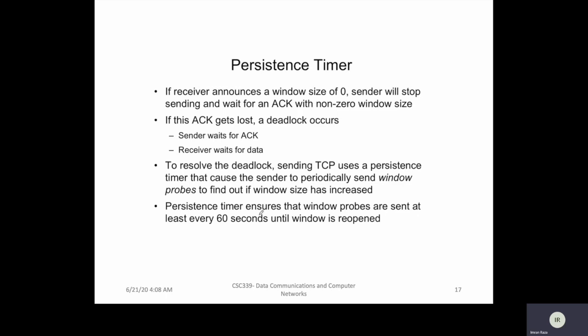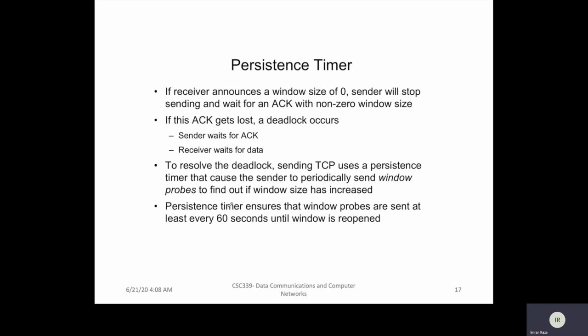Remember, in order to deal with the silly window syndrome, we use this mechanism where we want a receiver to advertise a 0 window size. This means the sender will stop sending and wait for the acknowledgement, but this can obviously result in some sort of deadlock, where the sender waits for acknowledgement and the receiver is waiting for the data. So in order to resolve this deadlock, remember, we used a persistence timer, where after 60 seconds, the sender will send a probe message to the receiver to advertise its receive window size.